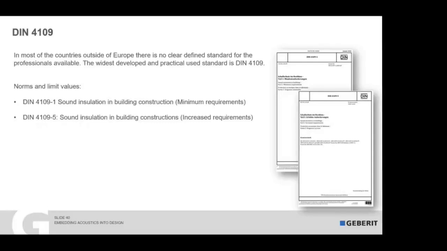When we look then at DIN 4109, we actually have 4109-1 and 4109-5. The difference is just the minimum requirements you have to meet in every building, without any special contract in Germany. And then you also have increased requirements for high quality buildings, which you can agree on, saying, okay, I need increased requirements for my building, and this is of course also possible. But mostly the minimum requirements are used.